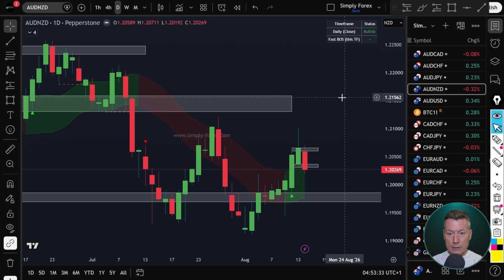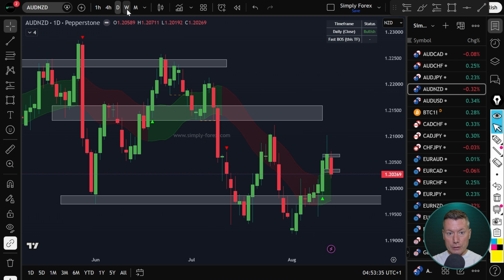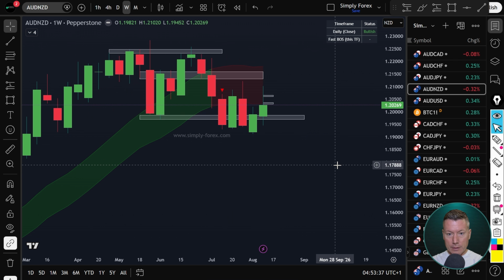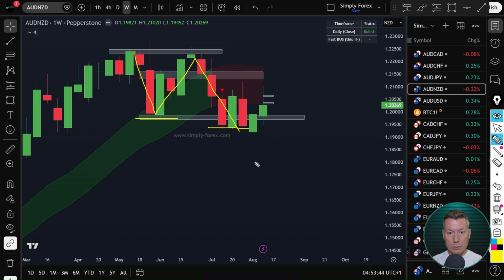Aussie dollar, New Zealand dollar. Let's start with weekly actually, right? This is simply downtrend, downtrend, right? Weekly is in this downtrend. We broke these lows. We've got lower lows. And you can see this big wick rejection at this level in here. Right, so can we take it all the way back down to these lows?